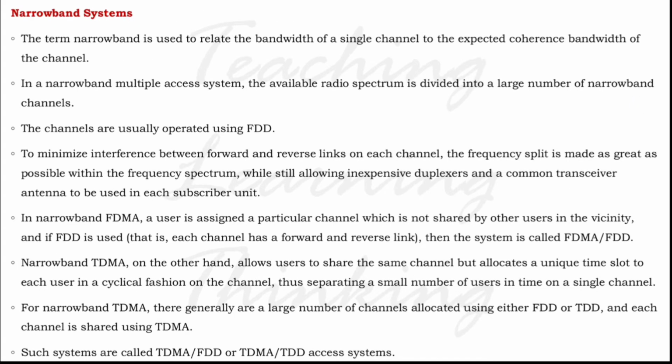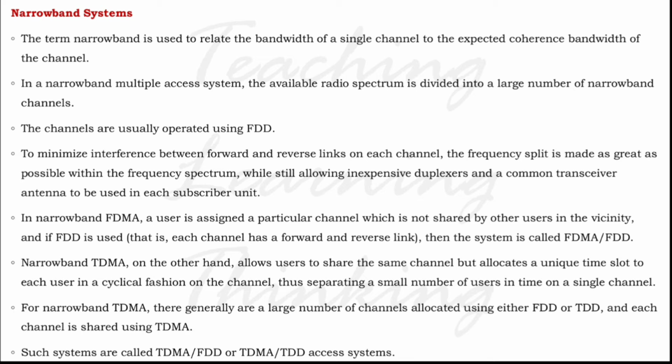So we can go to the two classifications of these major multiple access techniques. The first one is the narrowband system and the second one is the wideband system. In a narrowband system, the term narrowband is used to relate the bandwidth of a single channel to the expected coherent bandwidth of the channel. In a narrowband multiple access system, the available radio spectrum is divided into a large number of narrowband channels.